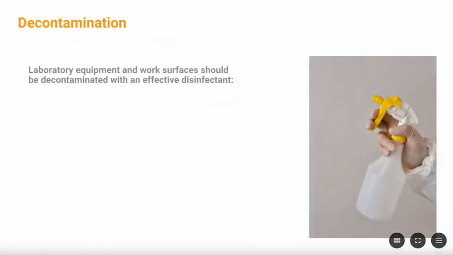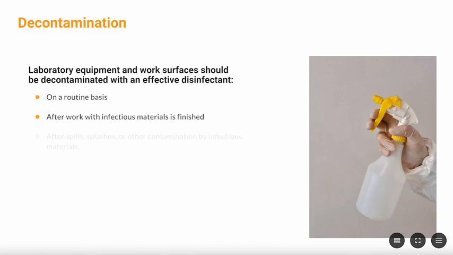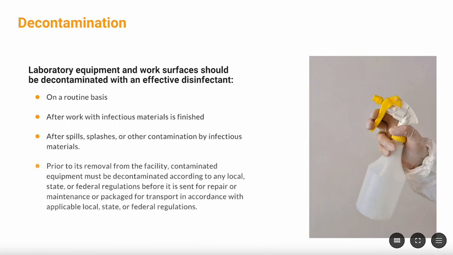Proper decontamination of laboratory equipment and work surfaces is an important aspect of laboratory safety, as it helps prevent the spread of infectious agents and protect laboratory personnel and the environment. Laboratory equipment and work surfaces should be decontaminated with an effective disinfectant on a routine basis to ensure that they are free of any contaminants. After work with infectious materials is finished. After spills, splashes, or other contamination by infectious materials.